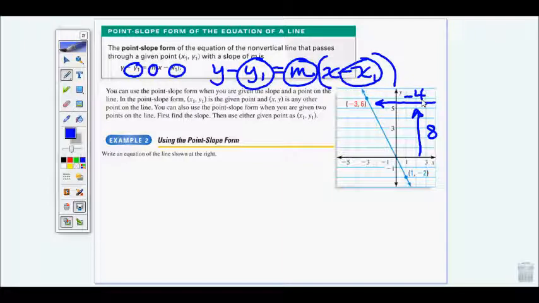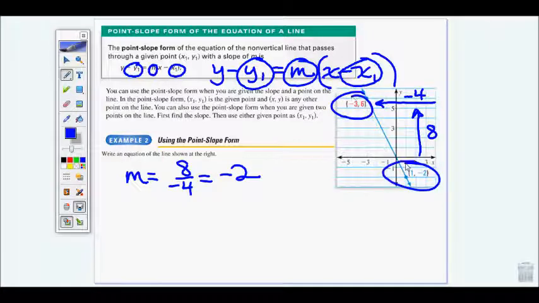Okay, so what's my slope? My slope would be, what would it be? -2. Now I have all the information I need for point slope form. I have one of the points. I actually have 2 points. So this one is so much fun because it can have 2 separate answers.